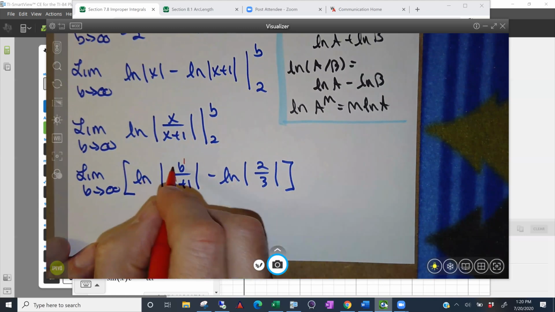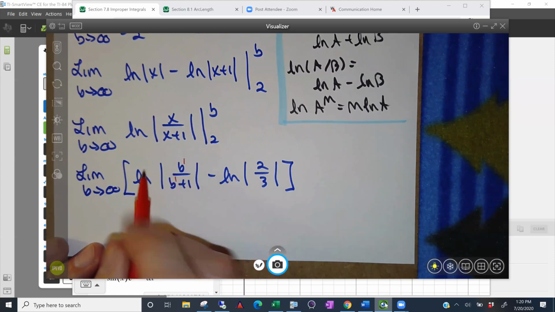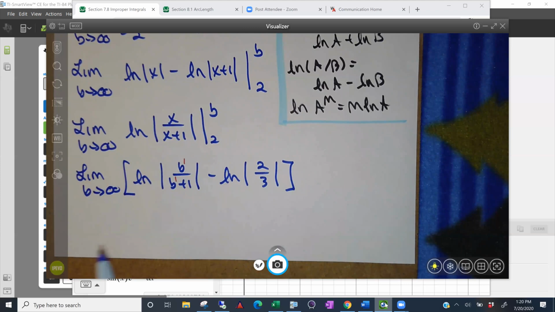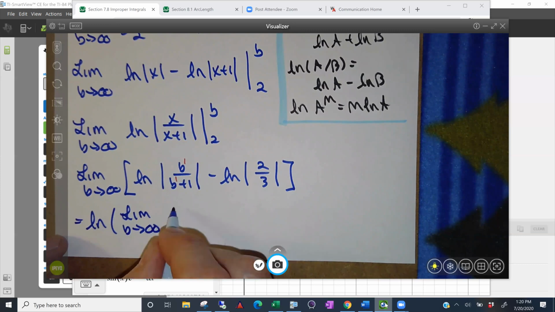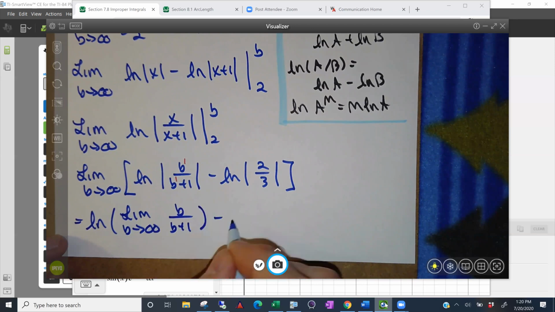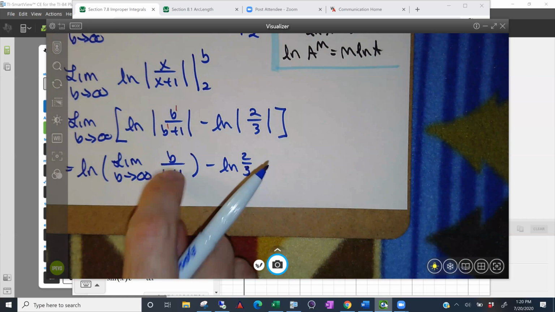And in fact, if the exponents are the same, then the limit here, and what I want to do is look inside. So I'm going to look at the ln of the limit, and I can do this because it's a continuous function: ln of the limit of b over b plus 1, minus the ln of 2/3. What's that limit?